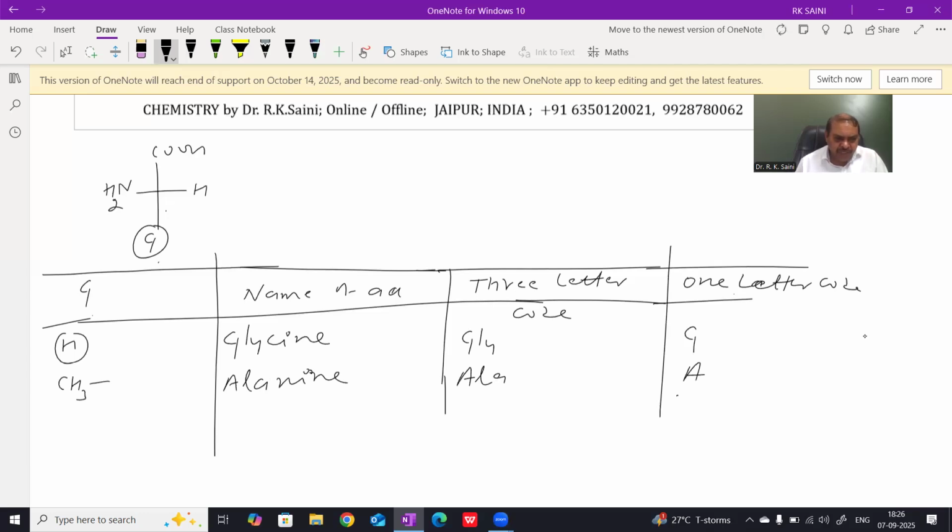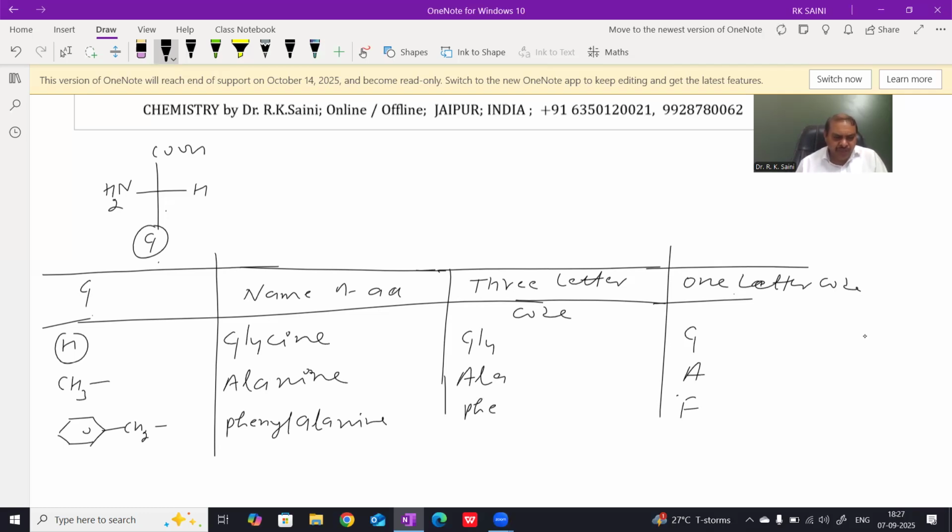If G is methyl, with one hydrogen of the methyl group replaced by phenyl, then the amino acid is known as phenylalanine. The three letter code is PHE and the single letter code is F.